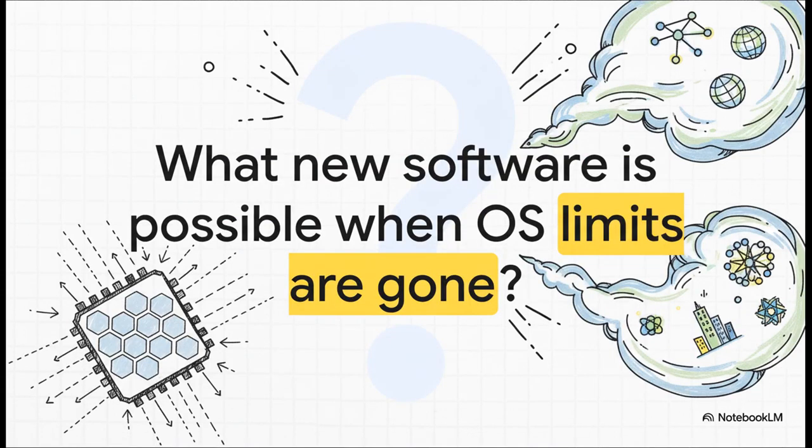And that leaves us with this one last really exciting question. For decades, our software has been built around the limitations of these old monolithic operating systems. So what happens when those limitations are finally gone? When we have operating systems that can truly scale to hundreds, maybe even thousands of cores, what entirely new kinds of software are going to become possible? It's a pretty exciting future to think about.